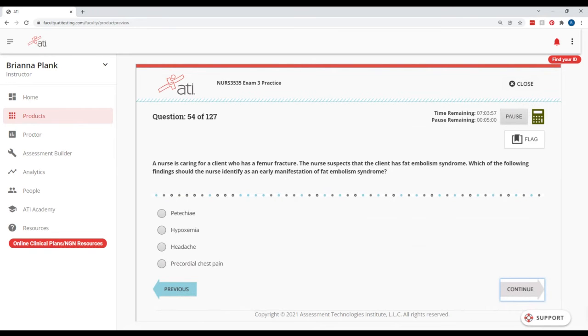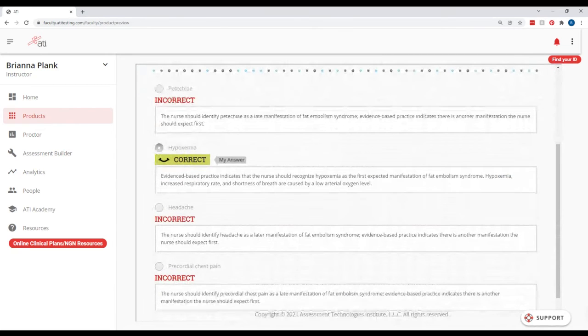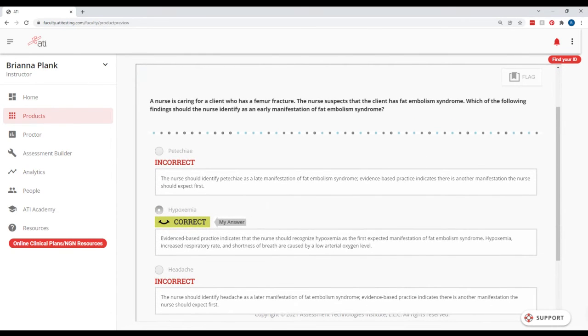Okay, we have a patient that has a femur fracture. We're suspecting, I think, what was it? Somebody emailed me about this one. Which of the following findings would the nurse identify as an early manifestation of fat embolism syndrome? Lots of B. Okay, hypoxemia. Yes. Maybe that was a different question. A is later. Okay. Janelle, you know what I'm talking about? I think there might be a glitch in another question about the fat embolism.